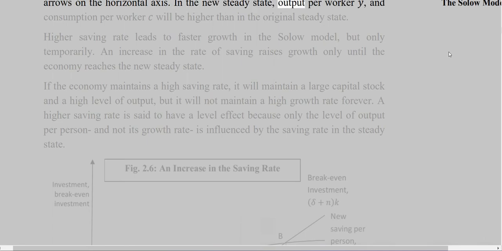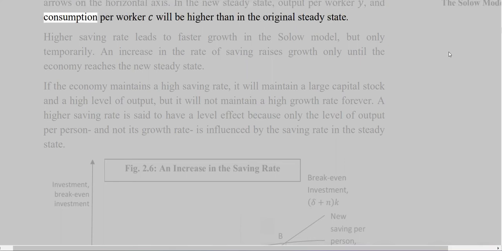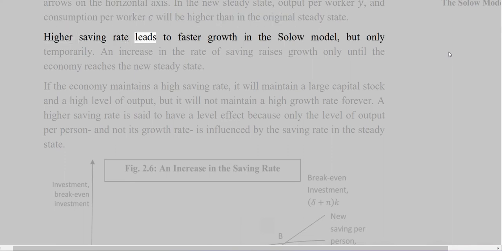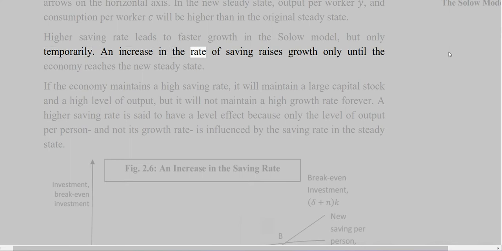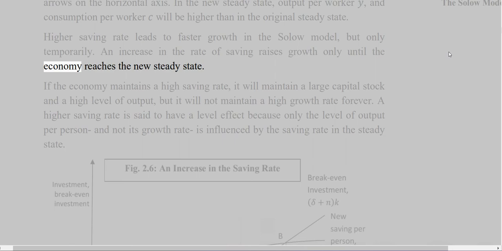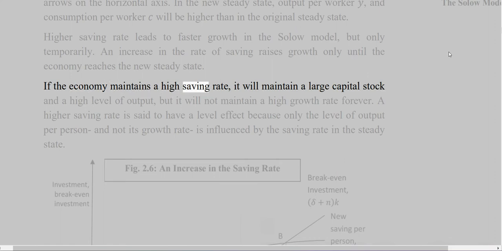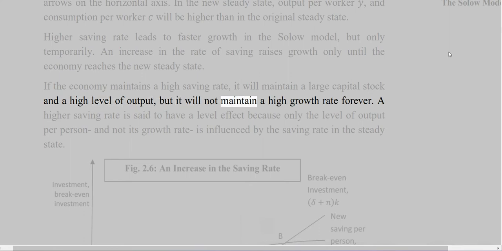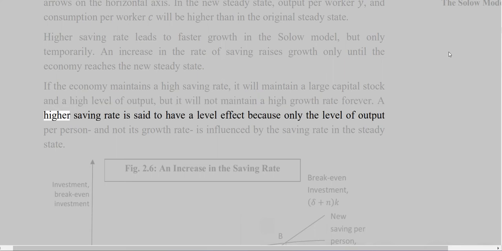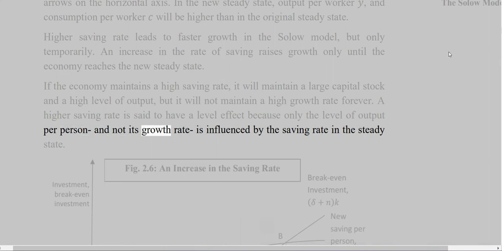In the new steady state, output per worker in the Solow model, and consumption per worker, will be higher than in the original steady state. A higher saving rate leads to faster growth in the Solow model, but only temporarily. An increase in the rate of saving raises growth only until the economy reaches the new steady state. If the economy maintains a high saving rate, it will maintain a large capital stock and a high level of output, but it will not maintain a high growth rate forever. A higher saving rate is said to have a level effect because only the level of output per person, and not its growth rate, is influenced by the saving rate in the steady state.